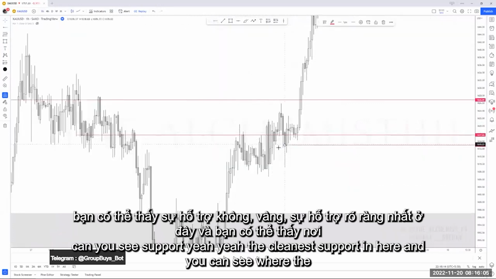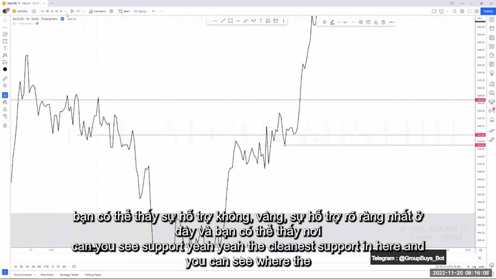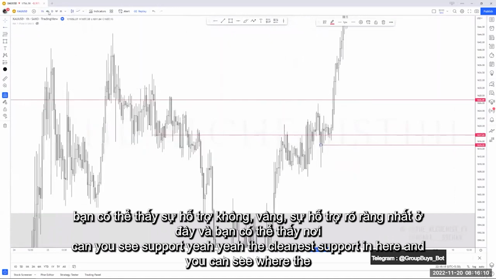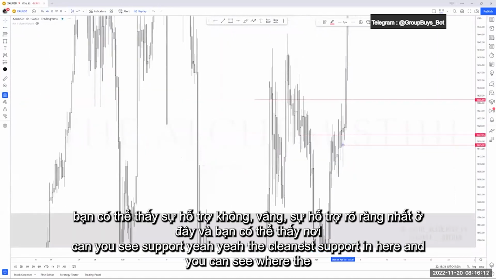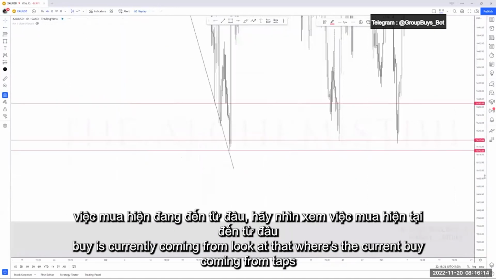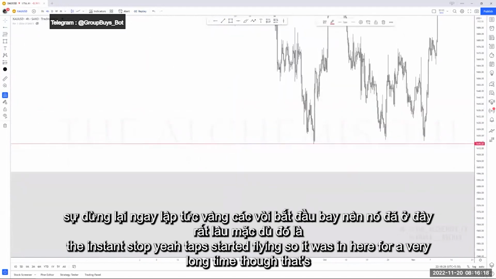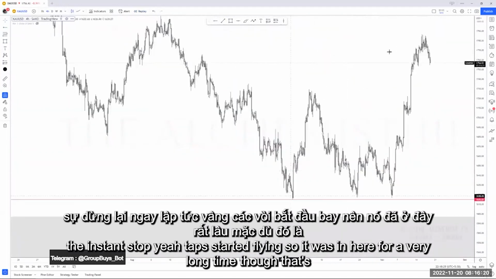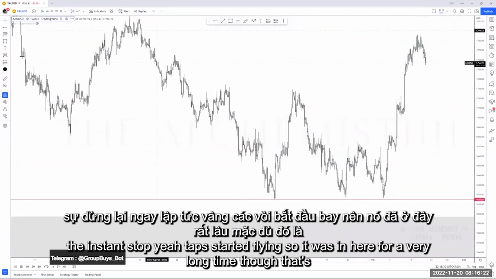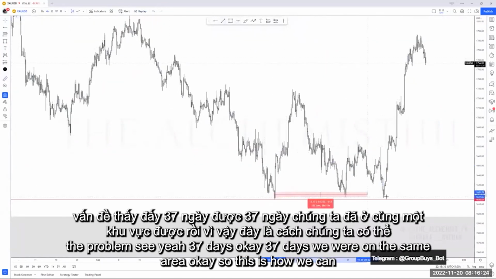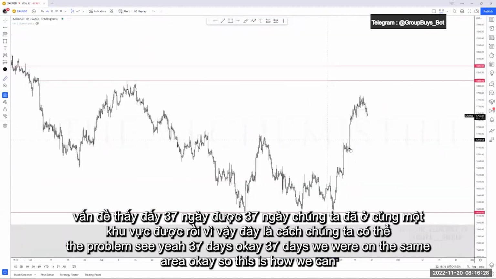We had one in here. Can you see it? The cleanest support in here, and you can see where the buy is currently coming from. Look at that. Where's the current buy coming from? Taps. It's the instant stop. Taps, started flying. So it was in here for a very long time, though. That's the problem. See? 37 days we were on the same area.